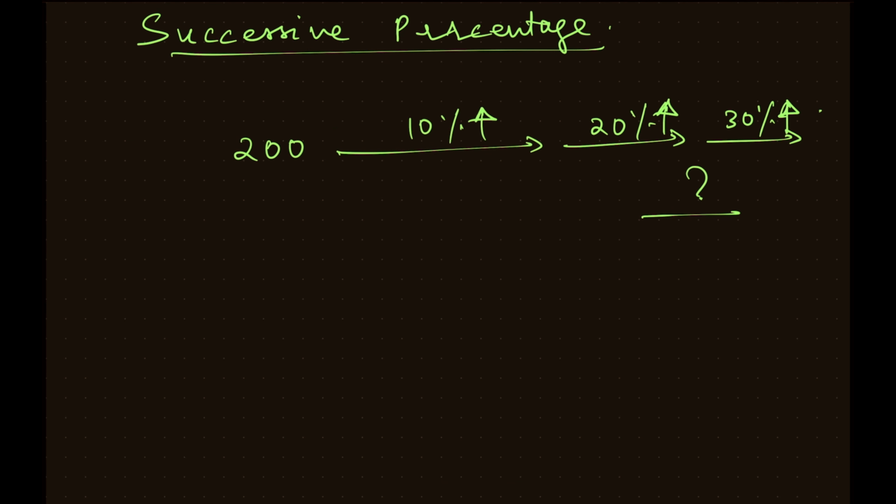We know that whenever we increase any number by 10%, we multiply the number by 1.1. Similarly, if we increase any number by 20%, we multiply it by 1.2, and if we increase any number by 30%, we multiply it by 1.3. So this is our final answer.